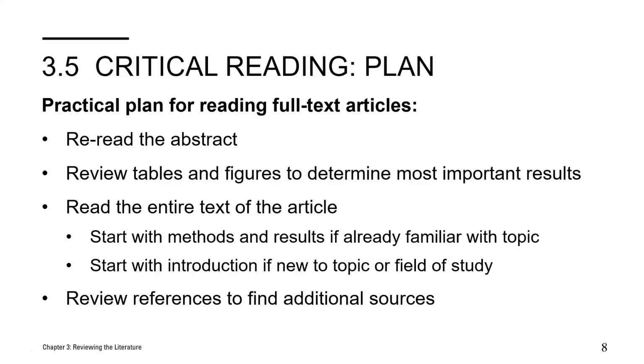Then you can review the figures and tables to determine the most important results. I always look at my methods results, particularly the tables up front, to know if this is something that is of interest and value for me to spend time reading. And then you can read the entire text of the article. And so like I said before, my suggestion really is to start with the methods and results if you're familiar with the topic. But if the topic is new to you and you want some background information, then it's easier to just start off with the beginning, and you can find more information about the field of study there.